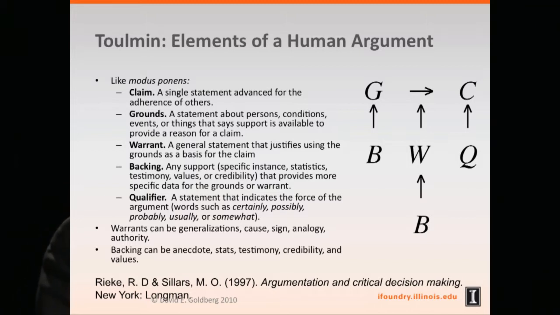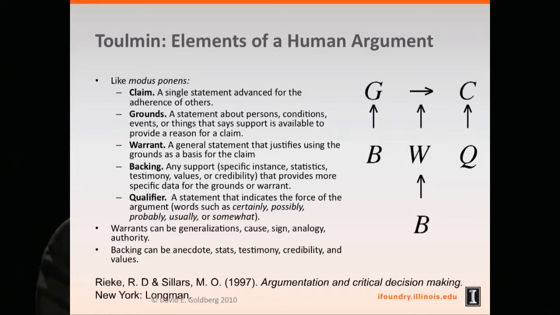So Toulmin argues from grounds, why is it that we believe something, to a claim. So that's like going from P to Q. But that goes through what is called a warrant. A warrant is a statement that justifies the grounds as a basis for the claim, and warrants can be things like generalizations, analogies, causes, signs, authority. So the reasoning going from G to C can be less than certain and can be based on reasonable inference, not absolute perfect inference.